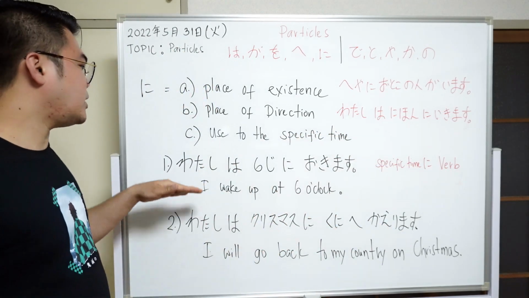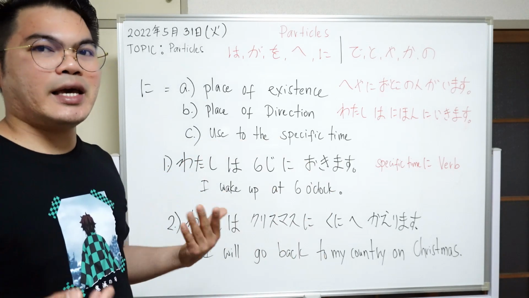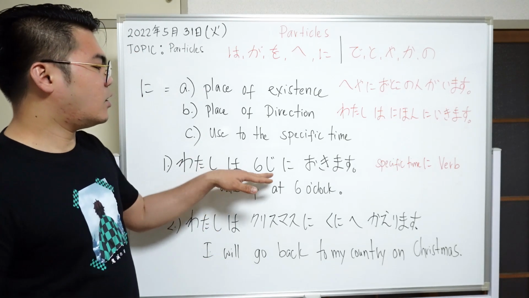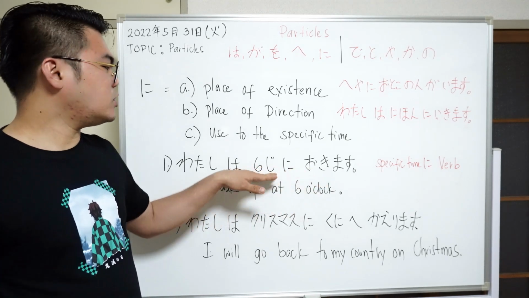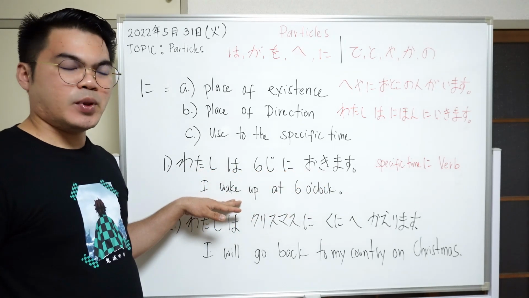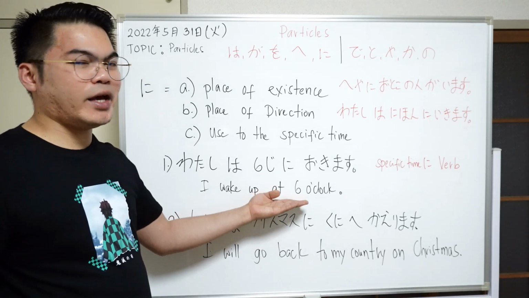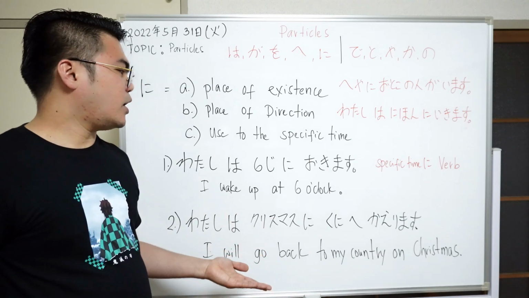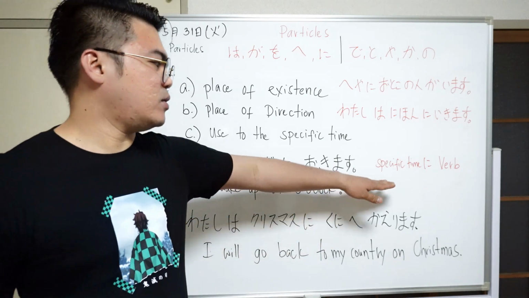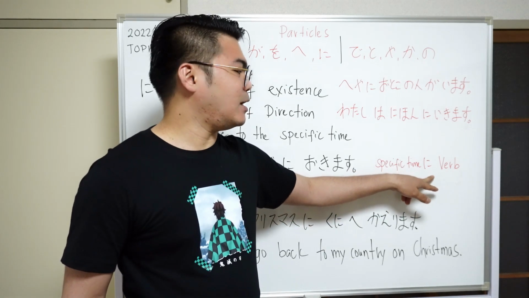And the last usage of particle ni is for a specific time. It is used to express or indicate when that particular action happened. For example, watashi wa rokuji ni okimasu. Rokuji is 6 o'clock and okimasu is our verb, meaning wake up. So it always answers the question of when. What time do you wake up? It is answering that question. That's why we have a pattern here, which is specific time plus ni plus verb.